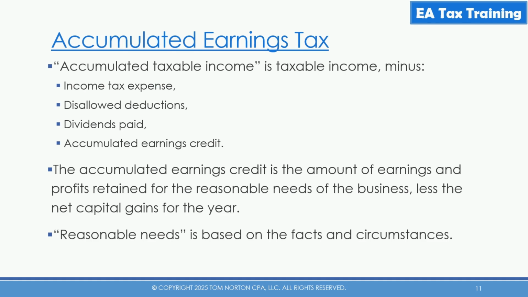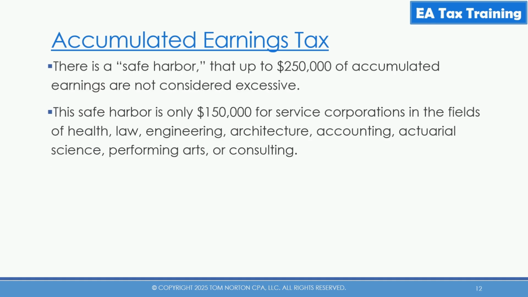And for the exam, this is the definition that you want to know. There is a safe harbor for accumulated earnings, and that is that a corporation can keep up to $250,000 of accumulated earnings, and it will not be considered excessive. So the IRS will not argue with you. If you've got up to $250,000 of it, after you go through that calculation, your taxable income, you subtract all those things. If that is $250,000 or less, then you're good to go. The IRS will not argue the point.